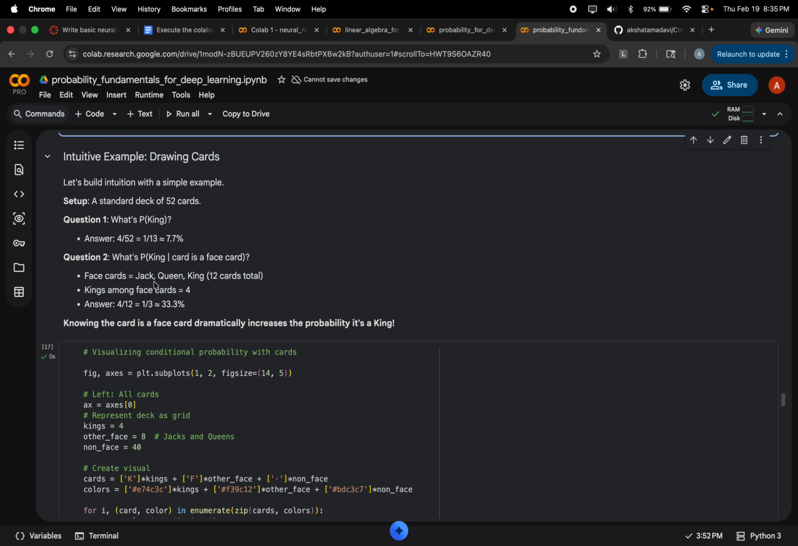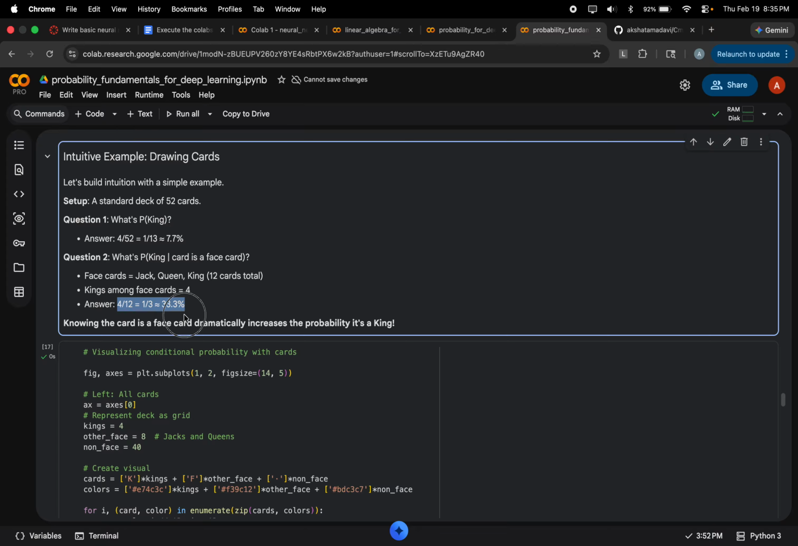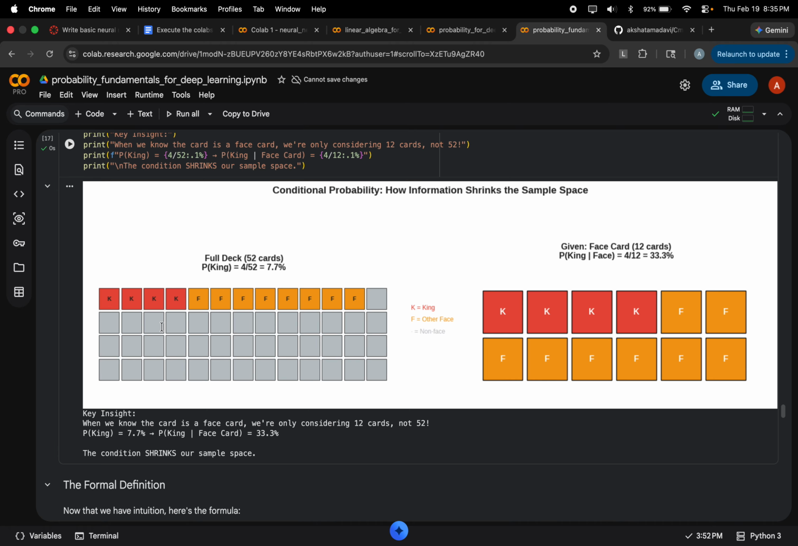Let's build an intuitive example. A standard deck has 52 cards. What is the probability of a king? It's 4 by 52, which is 7%. What is the probability of a king given the card is a face card? There are 12 face cards in total and 4 of them are kings. So now can you see the probability changed to 33%. Knowing the card is a face card dramatically increases the probability that it is a king. It's just showing that these are the face cards and there are only 4 kings, so when you draw from it, the probability increases.